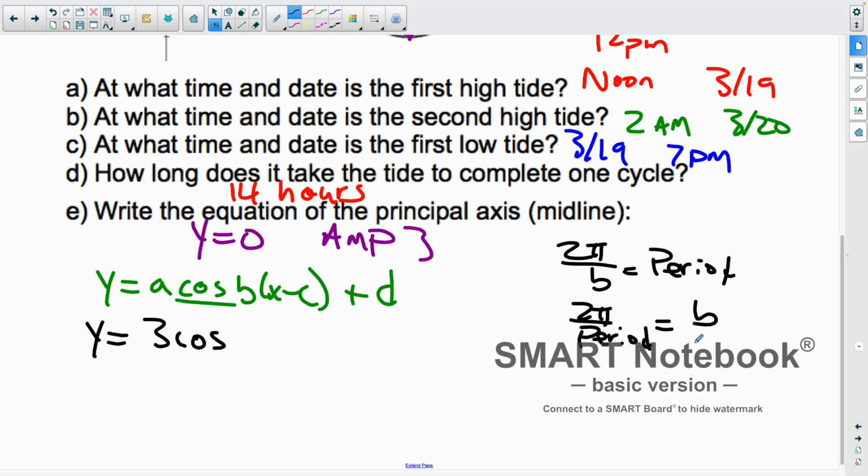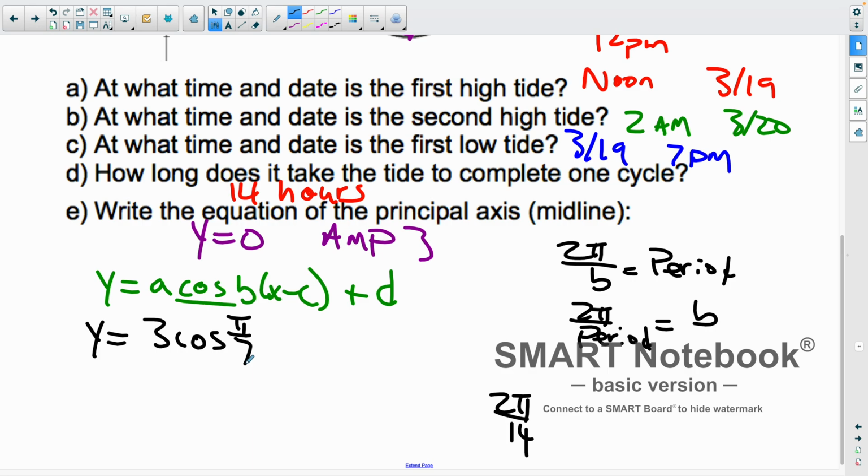2 pi over the period, because we know the period is 14. So 2 pi over 14 would be pi over 7. If you want to leave it as 2 pi over 14, that's fine, but it does reduce to pi over 7. So that's the B value.